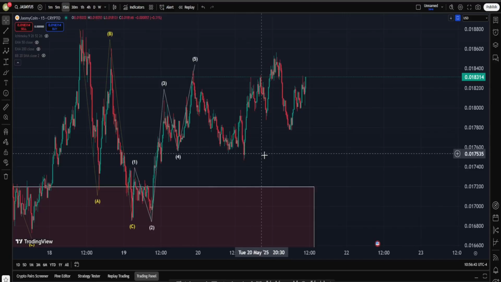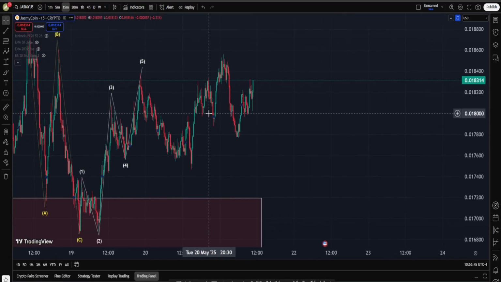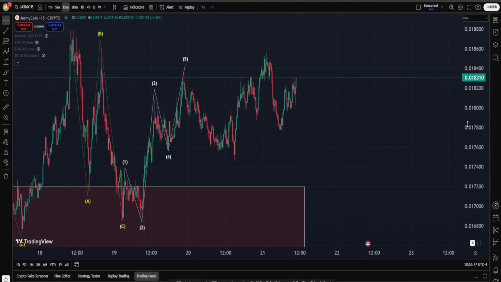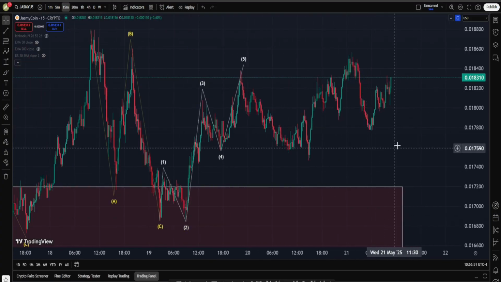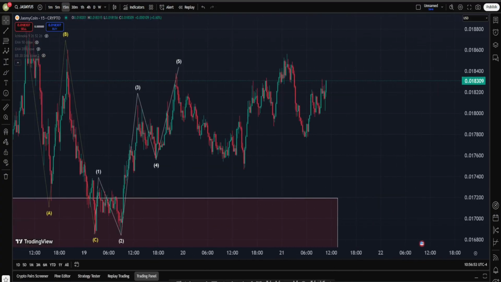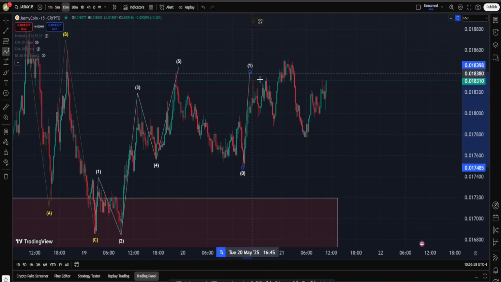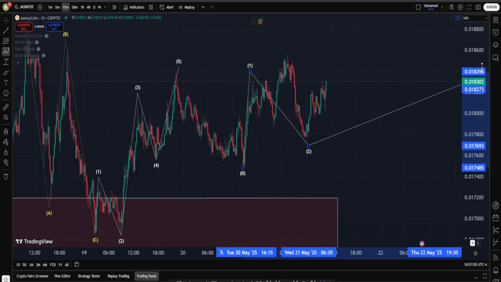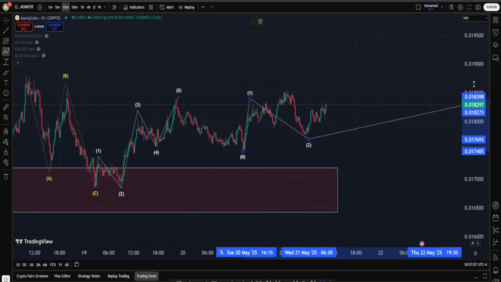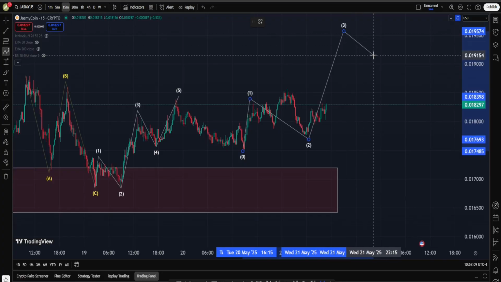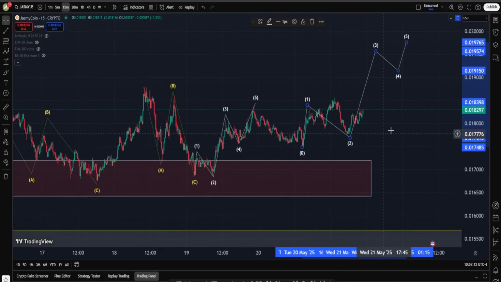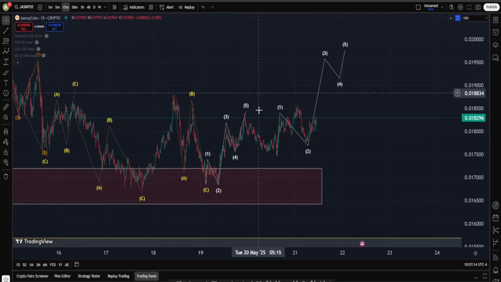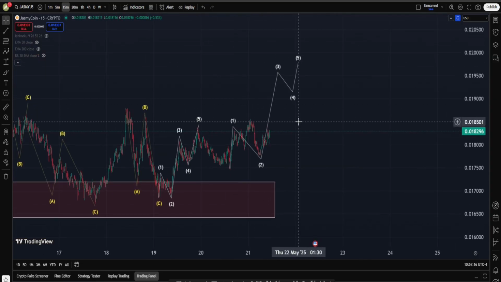Now, what is happening starting from this side? Well, we can consider different counts in here, but here is the one that I like. You can argue this is a correction down, and starting from this point, this is a wave 1, and then probably we are having an A, B, C flat into wave 2. If this scenario is happening, we can say we are on our way to a massive move into wave 3 and 4 and 5.